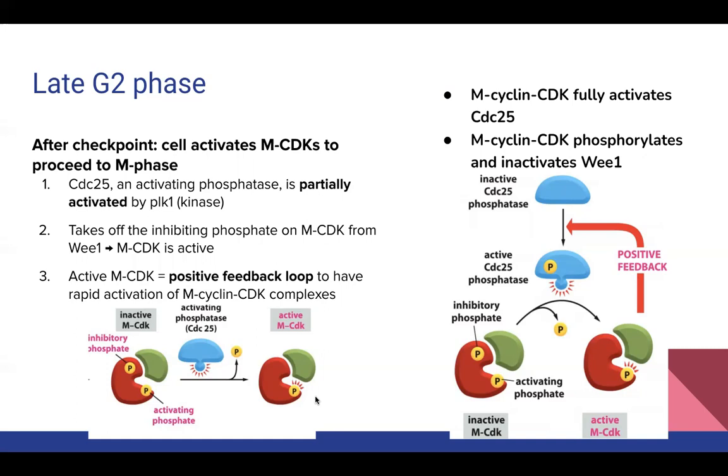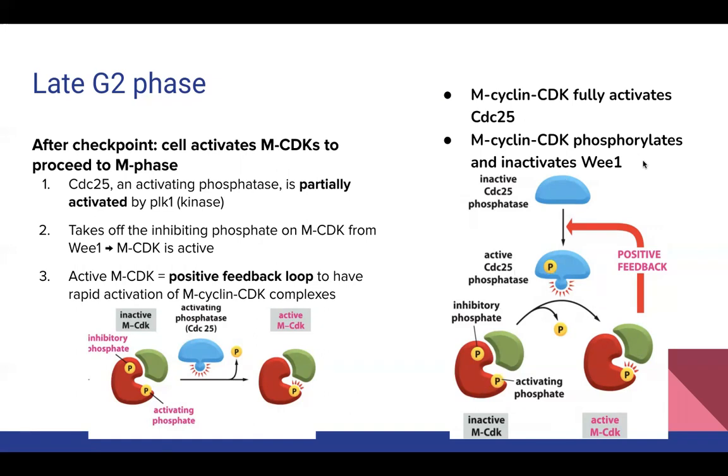And so once that gets active, you have your positive feedback loop to begin rapid activation of the M-cyclin CDK complexes to build up enough levels of active M-cyclin CDK in the cell to move on to M phase. So that's what we have over here. M-cyclin CDK fully activates CDC25. So like over here, it was just partially activated. Now it's fully activated and it's going to go through and totally remove all of the inhibitory phosphates on inactive MCDK in the cell. So it'll go through, do that. It'll go from inactive to active.